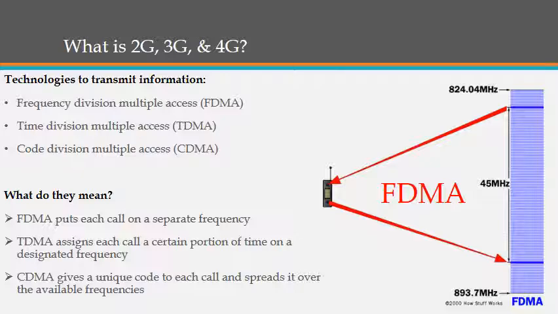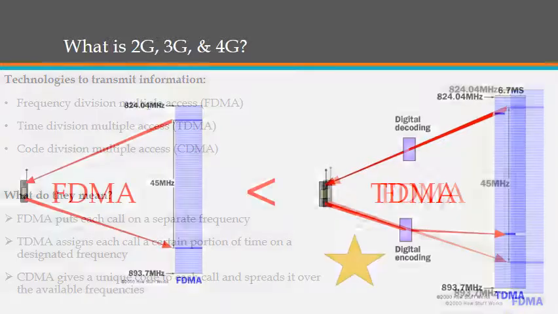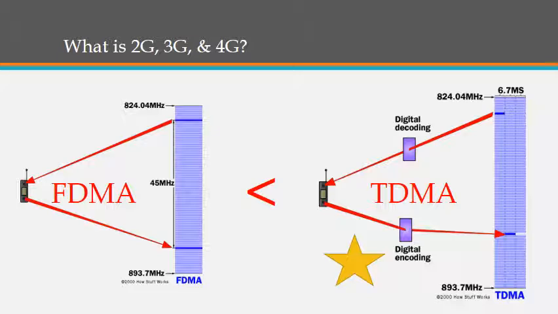And each call will have its own separate frequency, and that is the frequency it will run on. Then we compare that with TDMA, which is Time Division Multiple Access. Time Division Multiple Access puts each cell on a certain portion of time, and you'll see that on the next slide. So in general terms, what is better, FDMA or TDMA? Well, we have TDMA that beats FDMA.